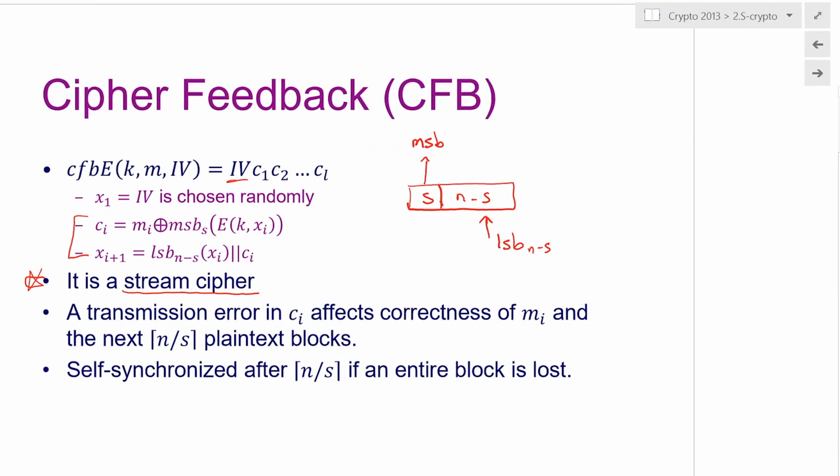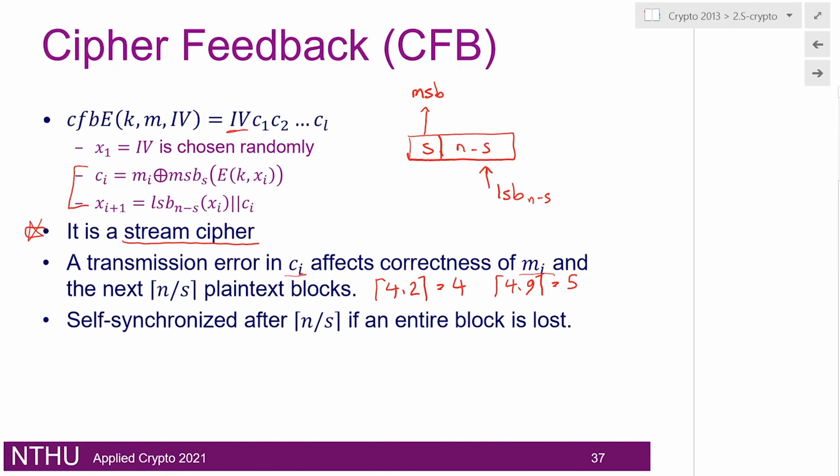And how many of them would get affected? If we are talking about the transmission error in Ci, we said that Mi would of course be affected, and then the next ceiling of N divided by S blocks would also get affected. So remember this notation, ceiling, if you forgot. For example, if you have 4.2, the ceiling of that becomes 5, and if you have, for example, 4.9, the ceiling of that becomes 5. So let's just work with some numbers. Suppose S is 8 bits, and we are talking about AES, and therefore N is equal to 128 bits.